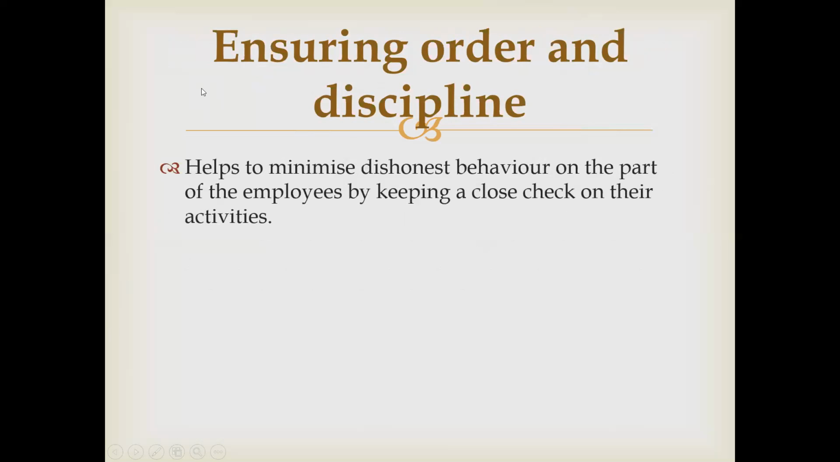Then the fifth point of importance of controlling is ensuring order and discipline. So controlling helps to minimize dishonest behavior on the part of the employee by keeping a close check on their activities, and thus order and discipline in the organization is ensured.